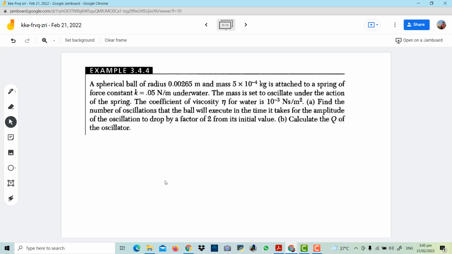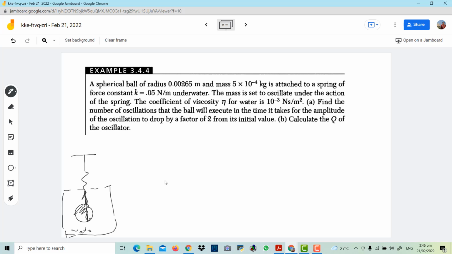So, if we have a spring and a ball with radius r, which is given, and then you put it in water, okay? And then, once you release it, it oscillates. There will be an oscillation of your object. But without this water, it will never stop, right? The amplitude will not decrease. But since there is this water, the amplitude of your oscillation will gradually decrease.